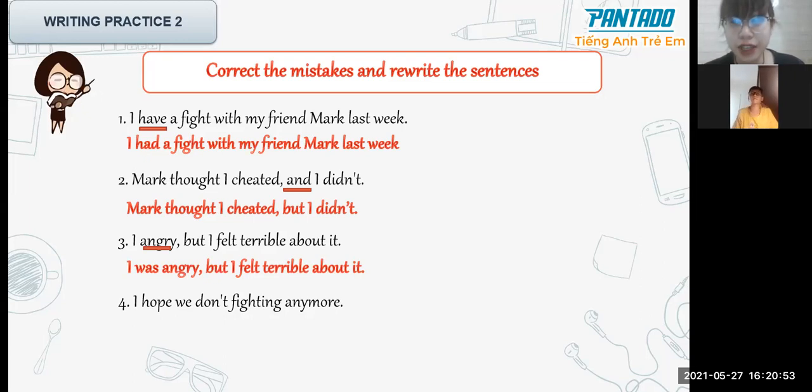We have to be more specific. We have to put it in the past tense because you can see the word felt. It is in the past, right? Yeah. So we will have to put it: I was angry, but I felt terrible about it.